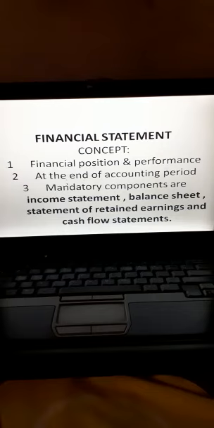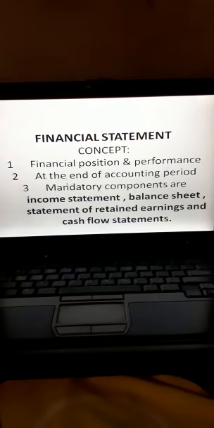This is a compulsory question in the first year syllabus and it carries 30 marks, and this is my second session of this topic. In my previous video, I discussed the concept of a financial statement and its components.